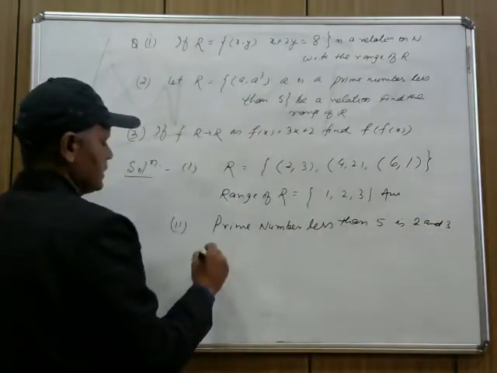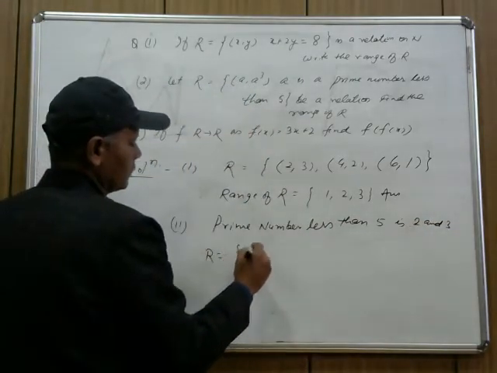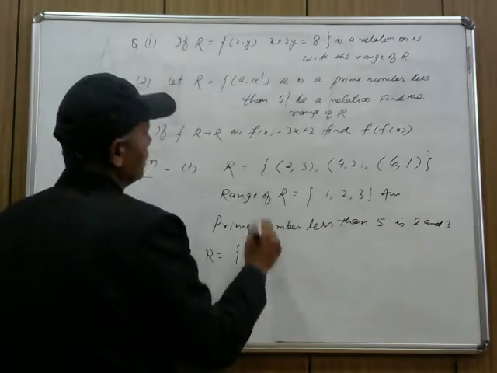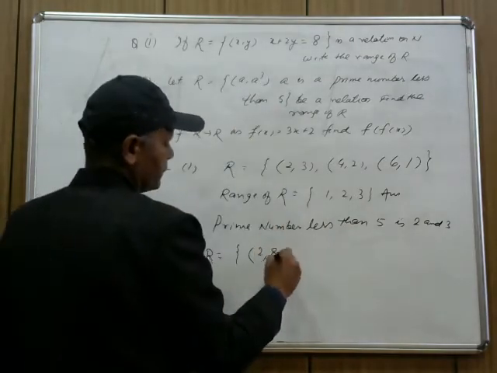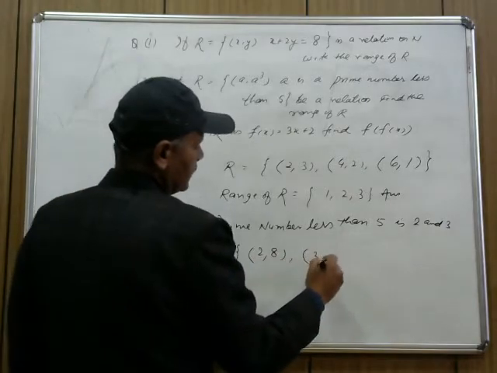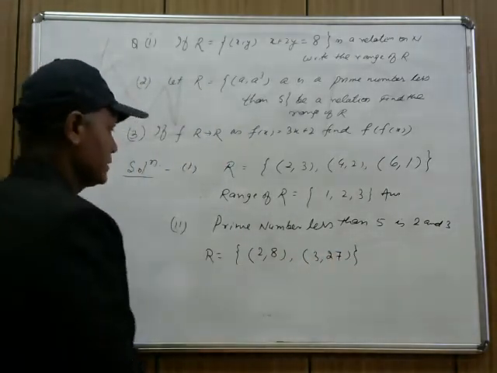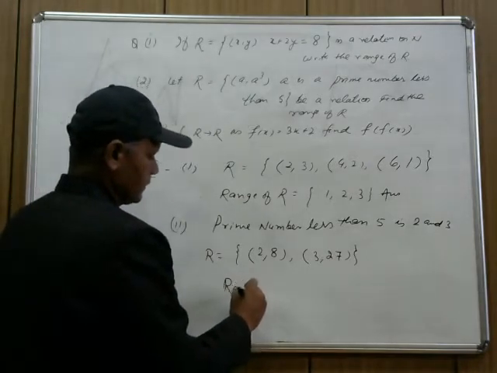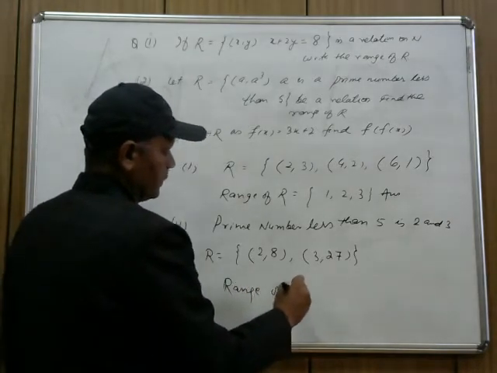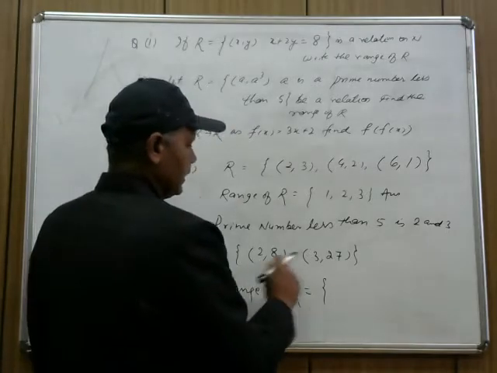That's why in this relation R, we have the ordered pairs 2 and 2 cube, 8, and 3 and 3 cube, 27. Only 2 ordered pairs we will have. That's why the range of the given R is 8 and 27.